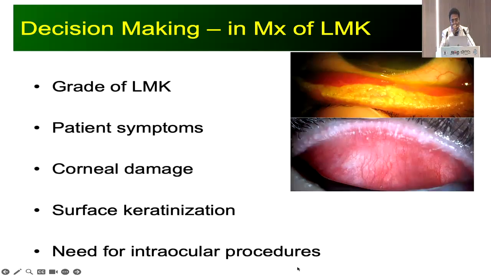What I mean is, suppose these patients have a cataract and are willing to have cataract surgery, then we have to treat the lid margin keratinization first by doing this mucous membrane grafting, and wait for 3 months, and then go for cataract surgery.